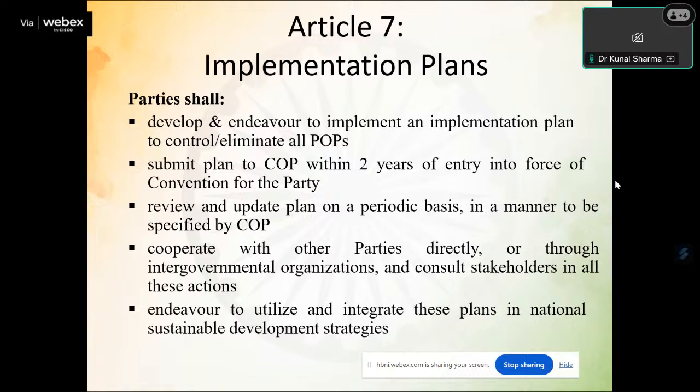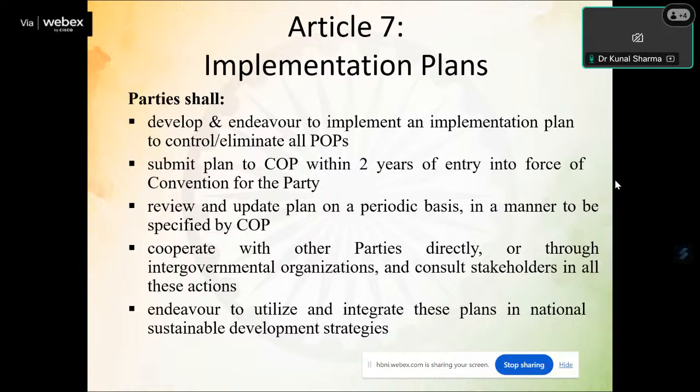They should develop and endeavor to implement an implementation plan to control and eliminate all POPs. Again, it is persistent, and I have already quoted about the properties that even in extreme temperature and pressure it is not being eliminated. A party shall submit a plan to the COP within 2 years of entry into force of the convention. If any country has entered the convention, then they have to submit a report, review and update a plan on a periodic basis in a manner to be specified by the COP.